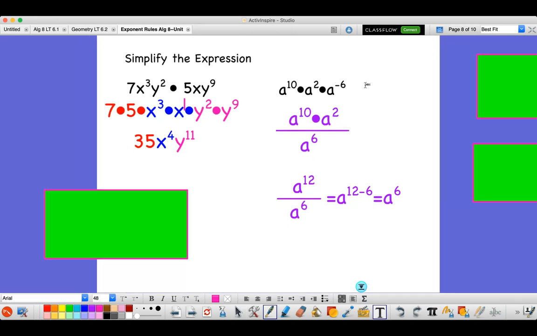Now you could have also done it another way. Let's do a different color. You could have done a, and then your exponent would have been 10 plus 2 plus negative 6. So that would be 12 plus negative 6, which would then give you the same answer, a to the 6th power. So either of those solutions would be fine.